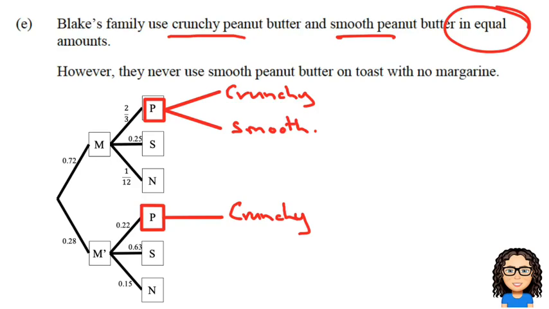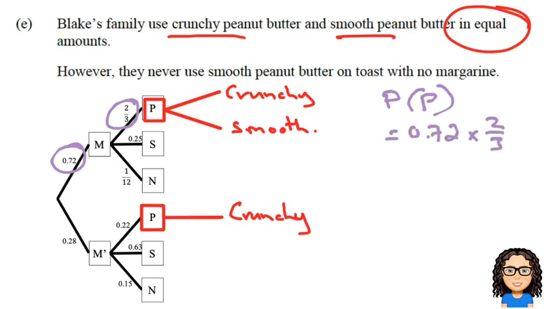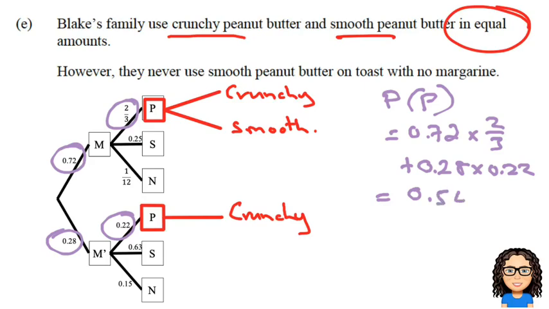I'm going to start with the probability of peanut butter, and go back to the original amount. So I take my 0.72 times 2/3, and I'm going to add on my 0.28 times 0.22, then that gives me a probability of 0.5416. So that's all the probabilities together for peanut butter.